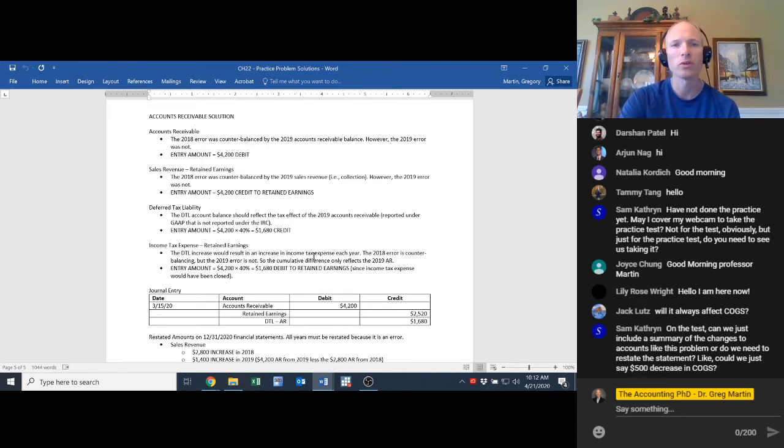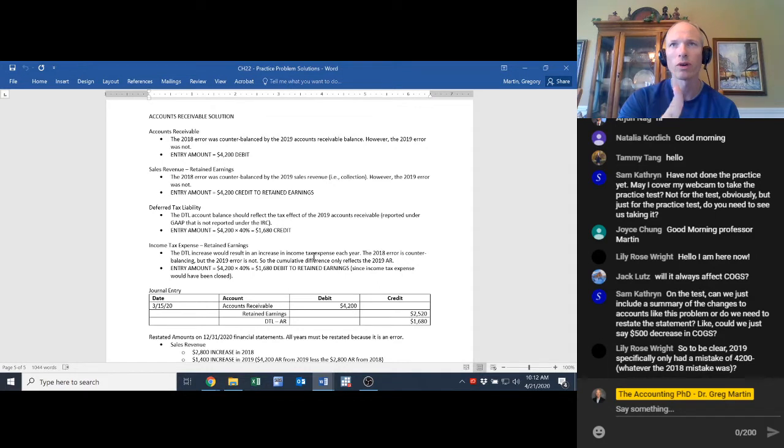Now the sales revenue is kind of similar in that the 2018 error would have been counterbalanced. Again, if I had collected it, then I would have just recorded it in 2019 rather than in 2018. And so the total revenue over the 2 years is okay. And since the total revenue is okay, there's really no correction to the retained earnings from the 2018 error.